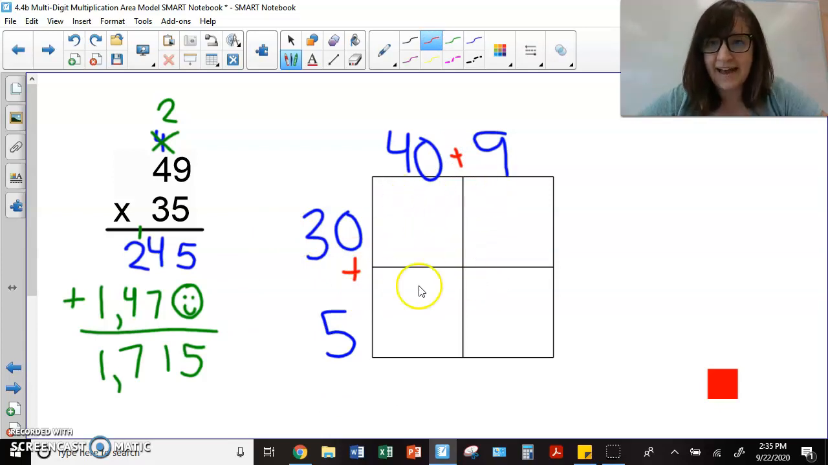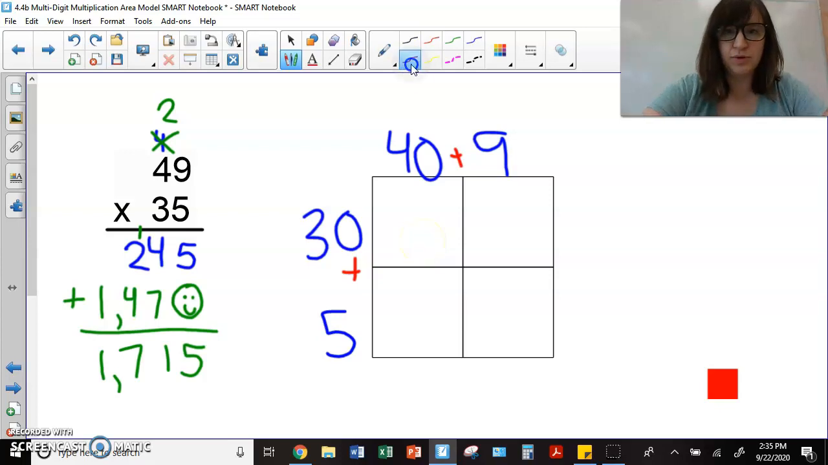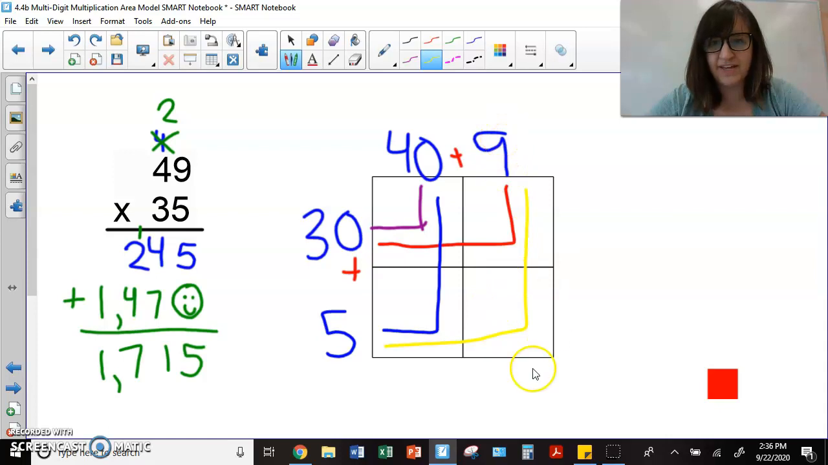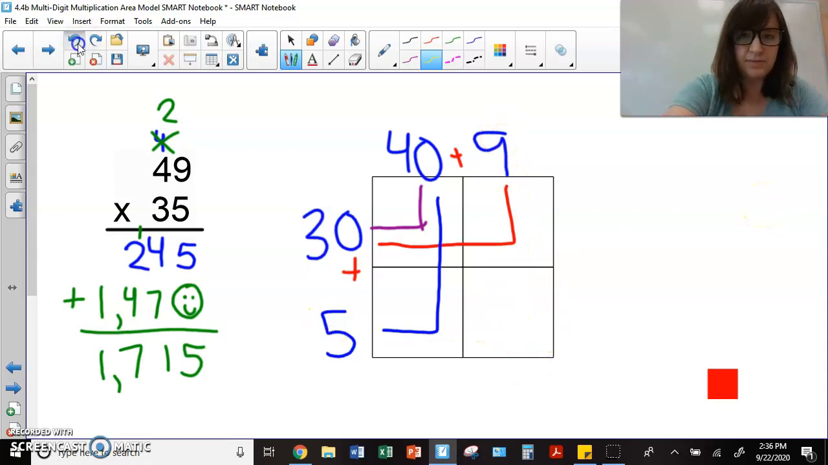When I'm multiplying and I have this second row here, because the other ones we just had one row, you're always multiplying by the number directly above it and directly to the left. So in this box, you would multiply 40 times 30. In this box, you'd multiply 9 times 30. In this box, you'd multiply 40 times 5. And in this box, you'd multiply 9 times 5. Okay, so you notice how it's just directly above it and directly to the left of it. I'm going to erase those lines so we can see.